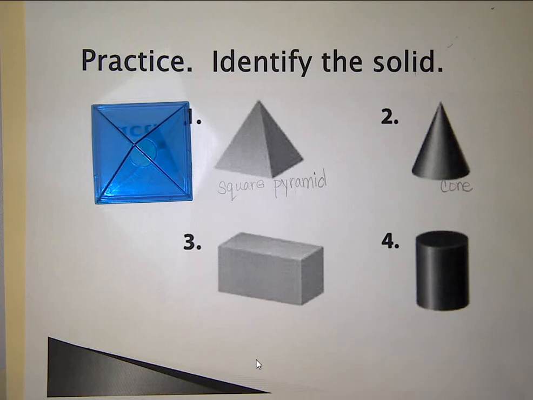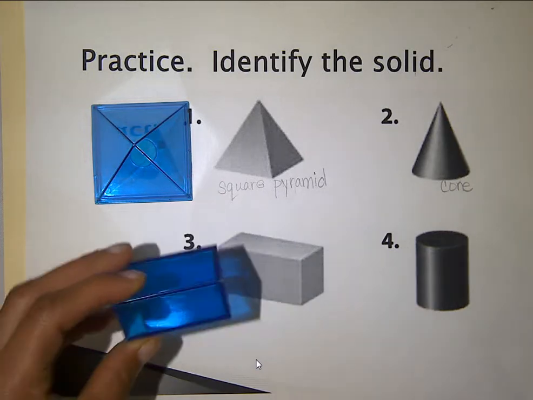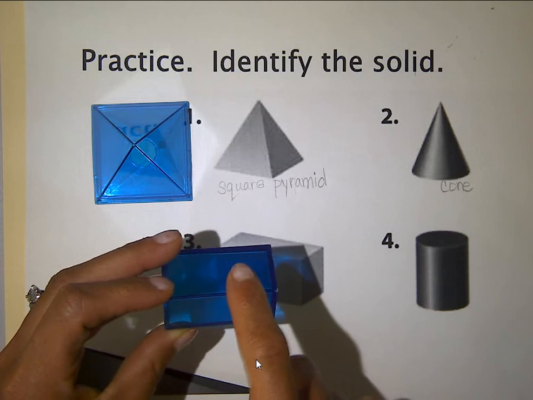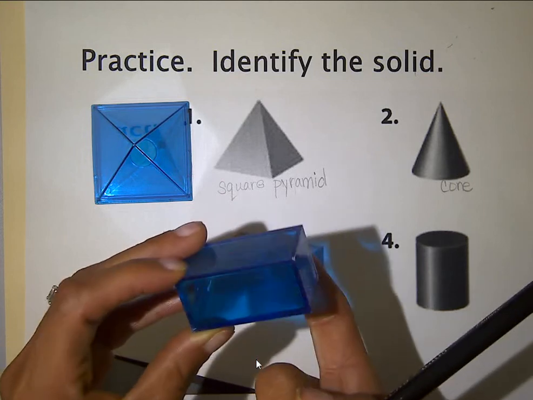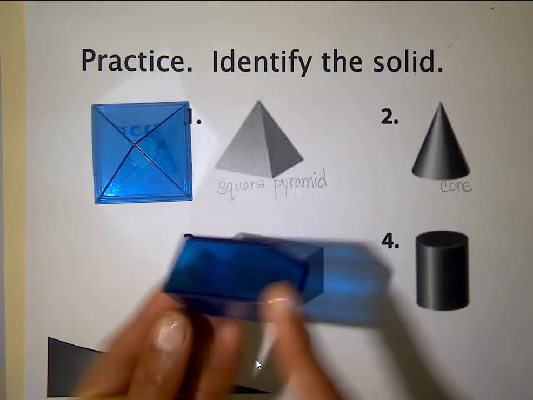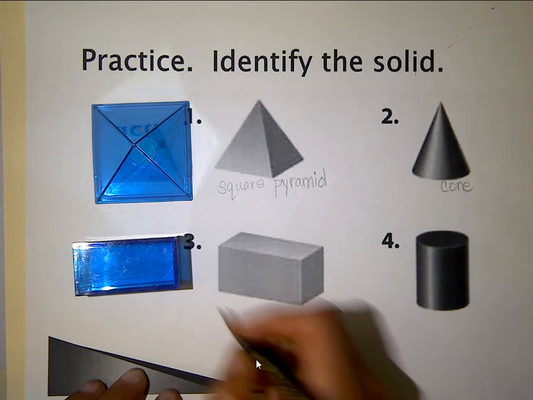Okay, let's take a look at this next one. 1, 2, 3, and 4 rectangles and 2 squares, on either side. That's a rectangular prism.